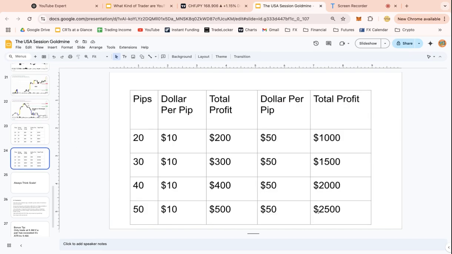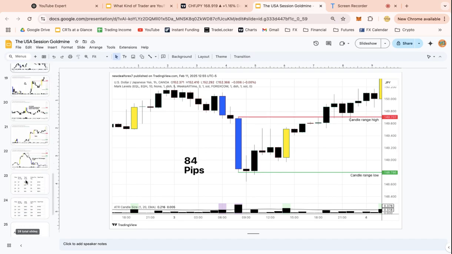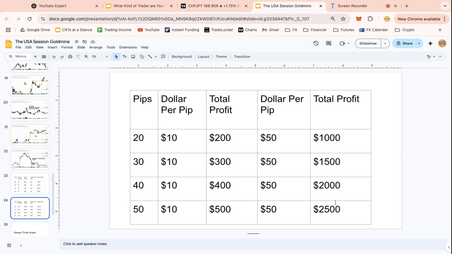I think so. And of course, with the move I showed you earlier, that was 84 pips, but even more. So $50 times 84 pips is obviously more than the 2,500 that this chart here is showing you. But again, nothing changes. The only thing that's going to change once you have your method locked down is how much the pips are worth as your account size grows.